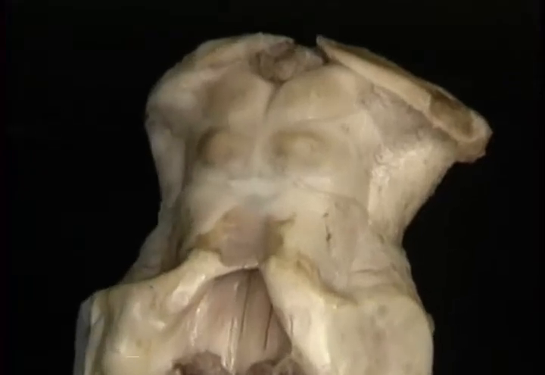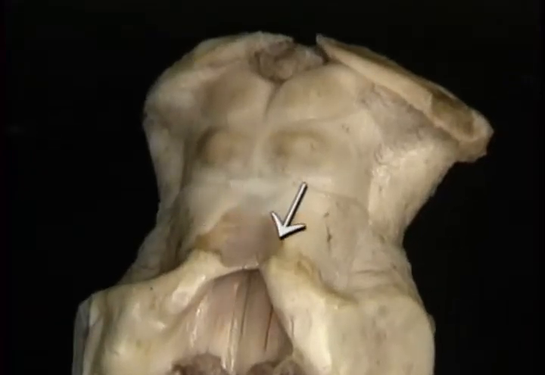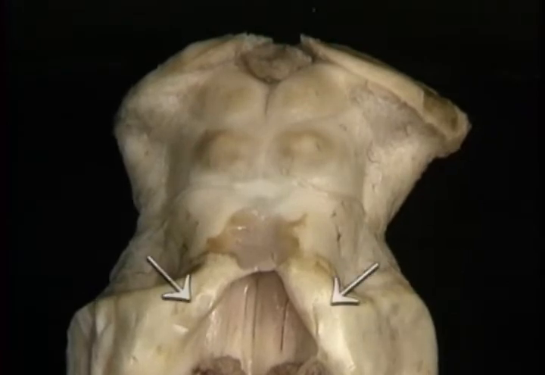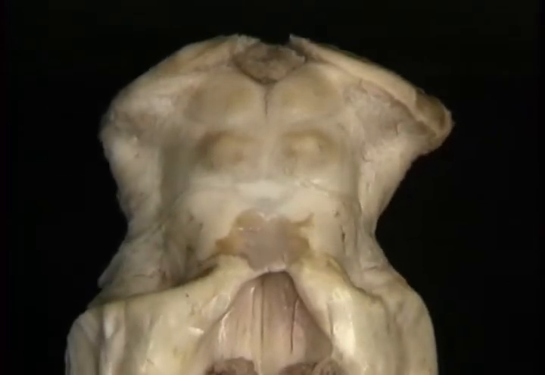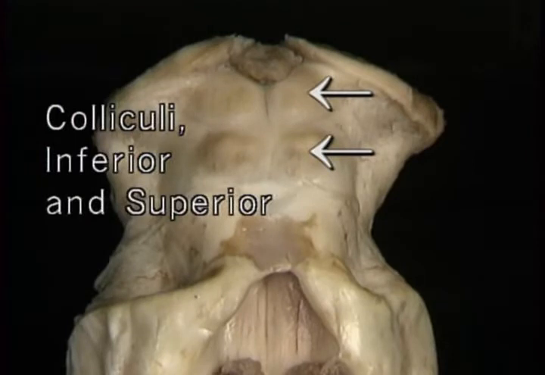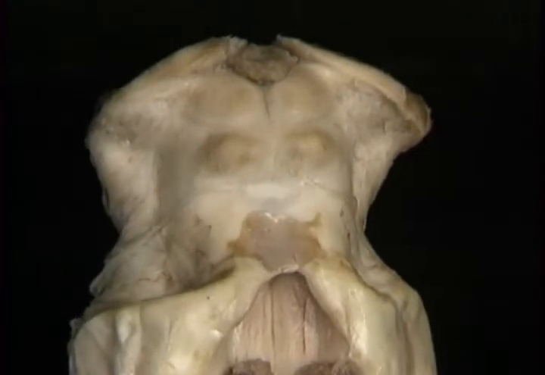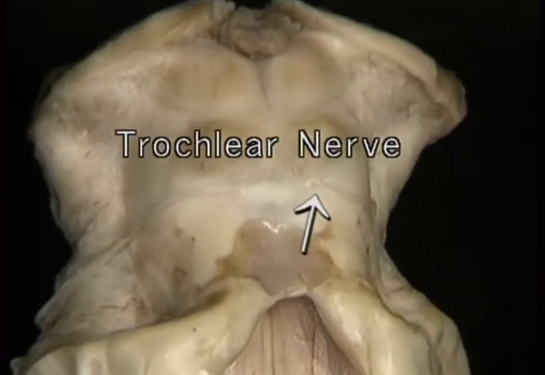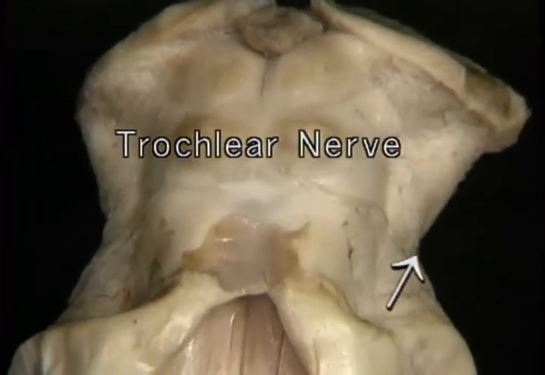Features of its dorsal surface are the upper part of the roof of the fourth ventricle, the superior cerebellar peduncles, these bulges, the inferior and superior colliculi, and, in the midline, the pineal body. The fourth cranial nerve, the trochlear, emerges from the dorsum of the midbrain.